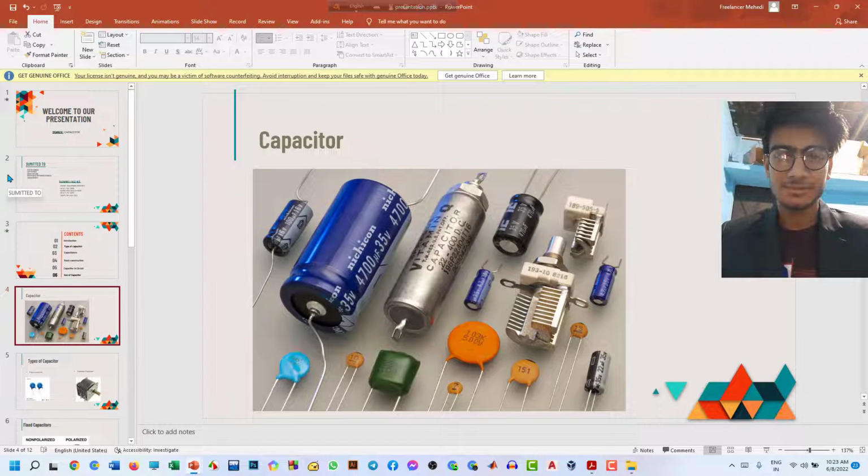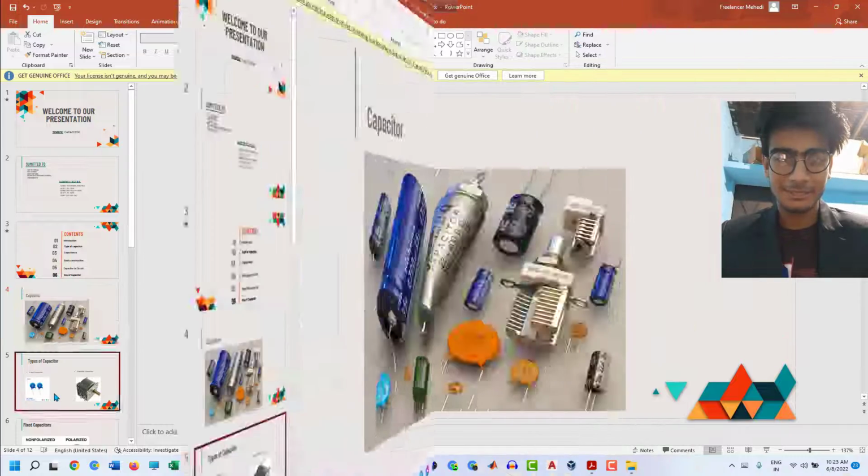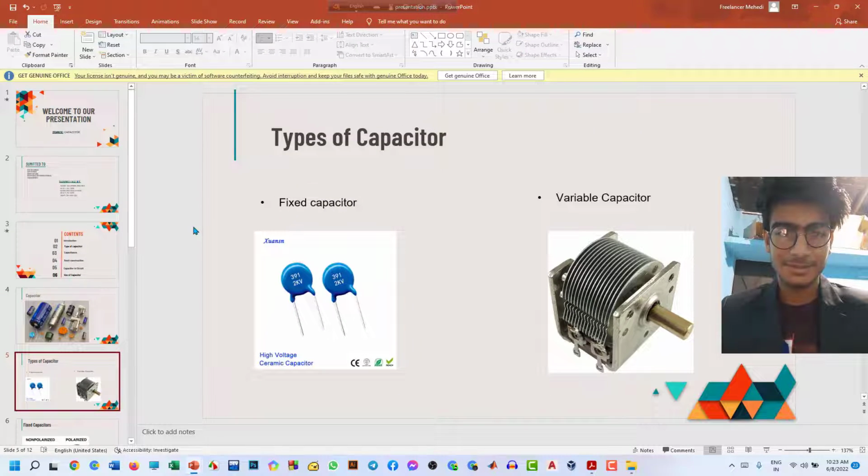A capacitor is a device that stores electrical energy in an electrical field. It is a passive electronic component with 2 terminals. Now I will talk about types of capacitor. There are 2 types of capacitor. One is fixed capacitor and another one is variable capacitor.